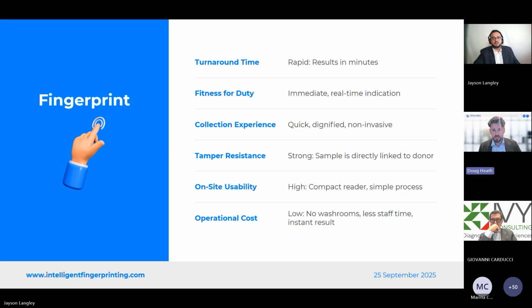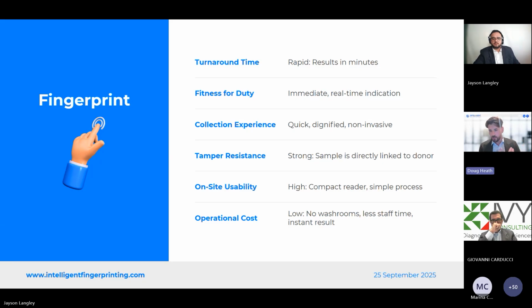So to summarize a little on what I've just spoken about, the turnaround time is nigh on immediate. There's results in minutes, and once we get moving, each test is analyzed in 30 seconds, which is pretty unparalleled in the world of drug screening for that time. Fitness for duty, we're getting an intelligent result. We can learn something from these results.